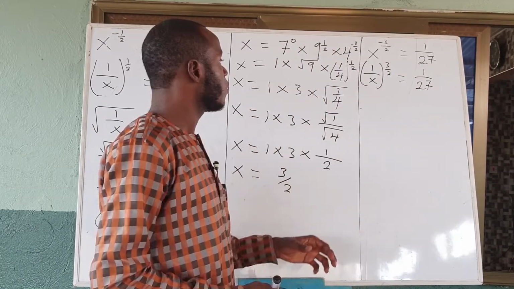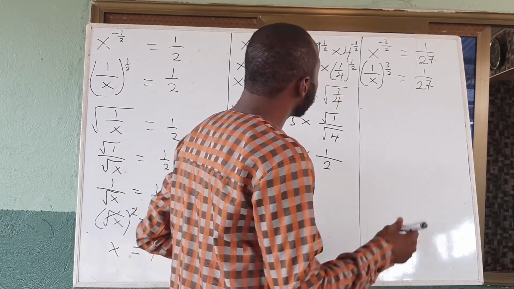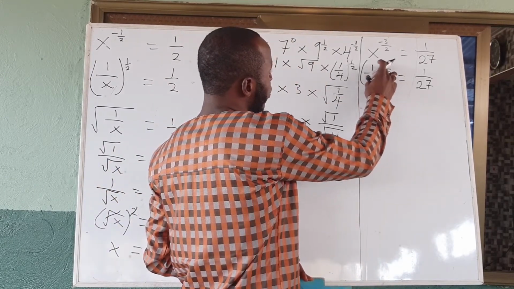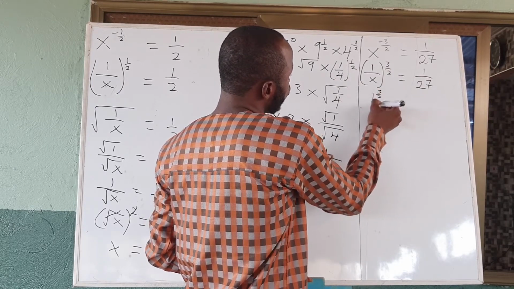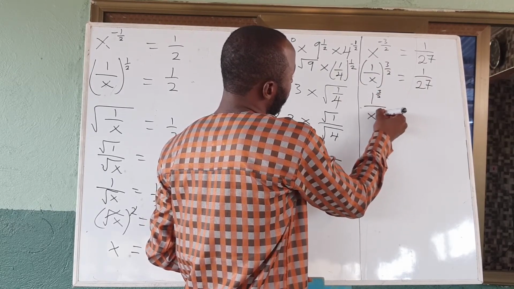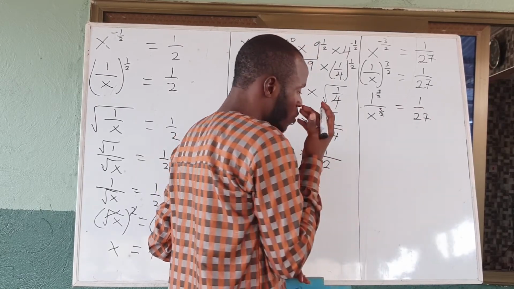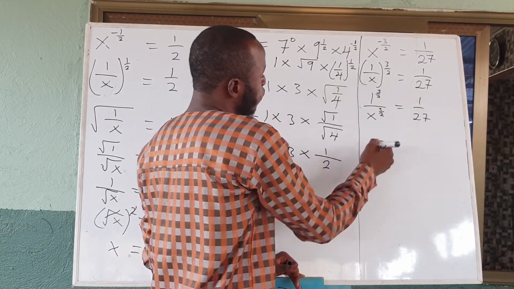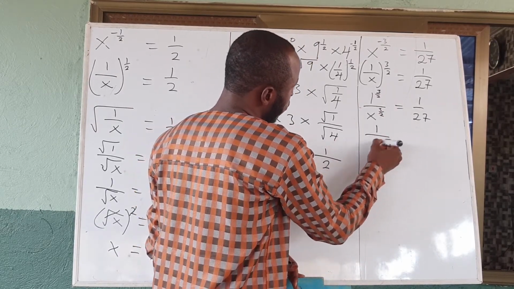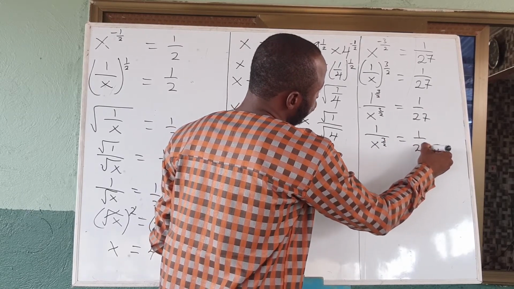All right, so having gotten rid of the negative sign at the power, the next thing that we have to do is to write these powers against the numbers. So we have 1 to the power 3 over 2 dividing x to the power 3 over 2, which is equal to 1 over 27. Now from here we know that 1 to the power 3 over 2 will give us just 1. So x to the power 3 over 2 is equal to 1 over 27.